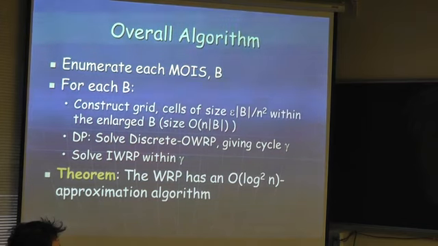So the overall algorithm is: I enumerate each minimal outer illuminating square. For each of these, I establish a grid proportional to its size. I solve this discrete outer Watchman route using a recursion, a dynamic program. And then for that cycle, I solve the weighted set cover using a greedy algorithm to get the inner illumination, and I end up with a log squared approximation.